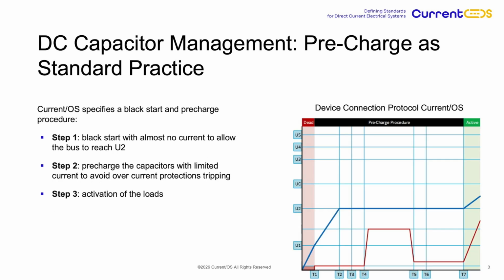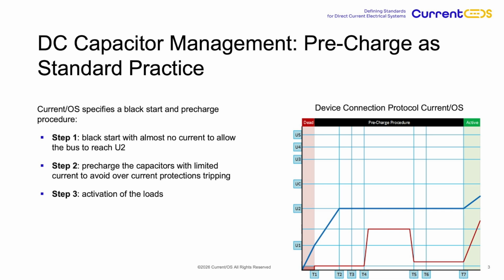Current OS has defined a specific startup sequence for DC systems. The system starts, reaches U1, the initial voltage level, where sources start contributing to bring the system up to U2, the lower end of the nominal voltage band. At this point, a brief pause is implemented before allowing loads to draw current within specific limits of time and amperage. After this, loads return to a standby state, allowing processors and the broader system to initialize. Next, the system transitions into full operation, permitting current and power demands to increase progressively.